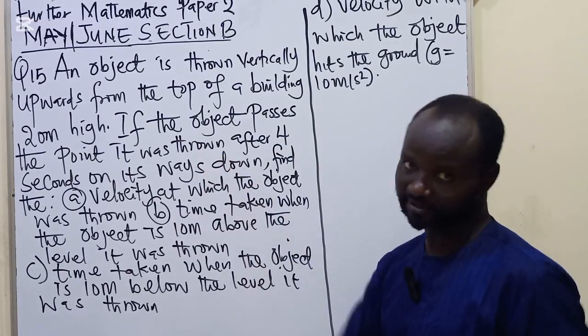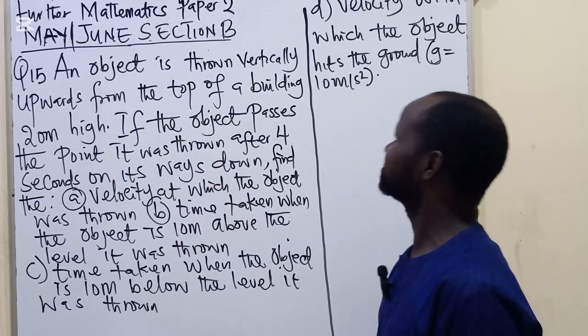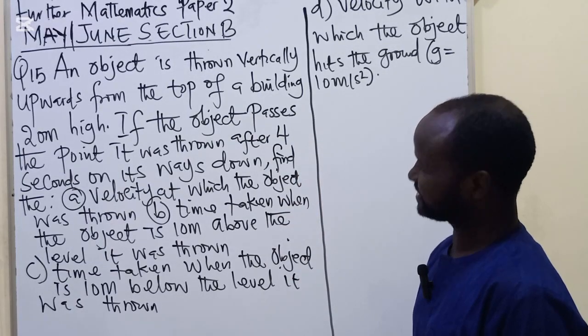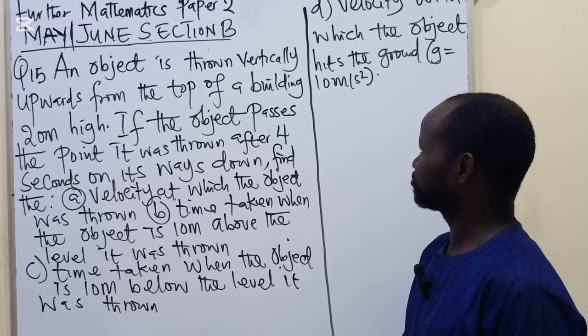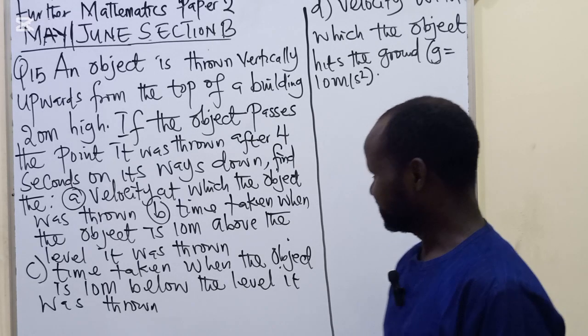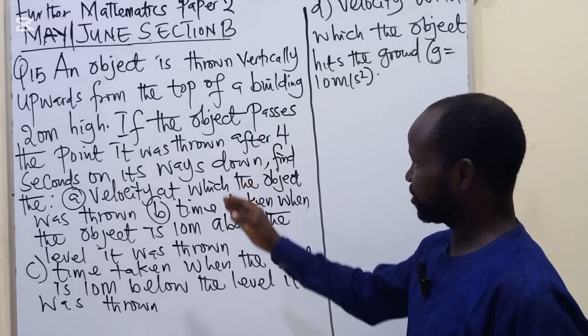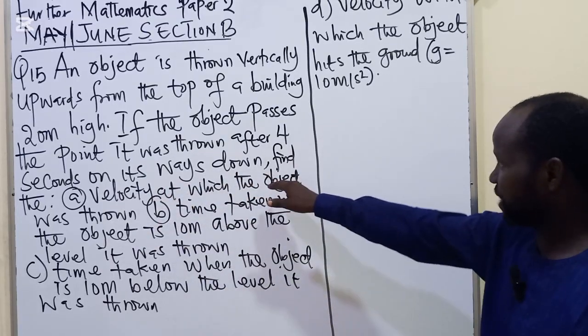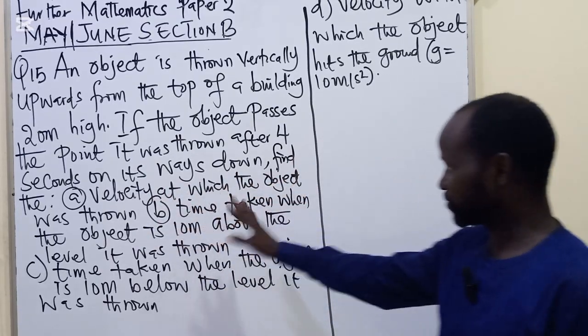With us here is the last question. That is question 15. Let's consider this question together. An object is thrown vertically upwards from the top of a building 20 meters high. If the object passes the point it was thrown after 4 seconds on its way down, we are asked to find the velocity on its way down.